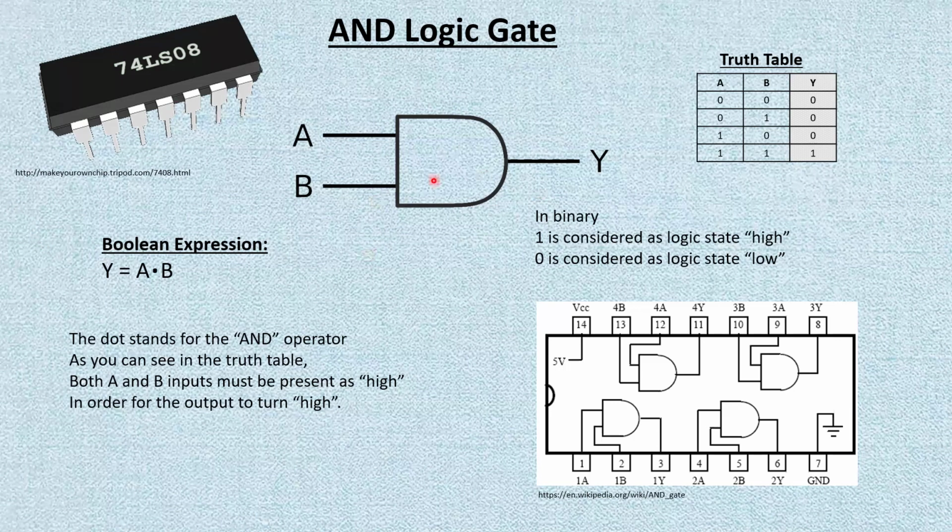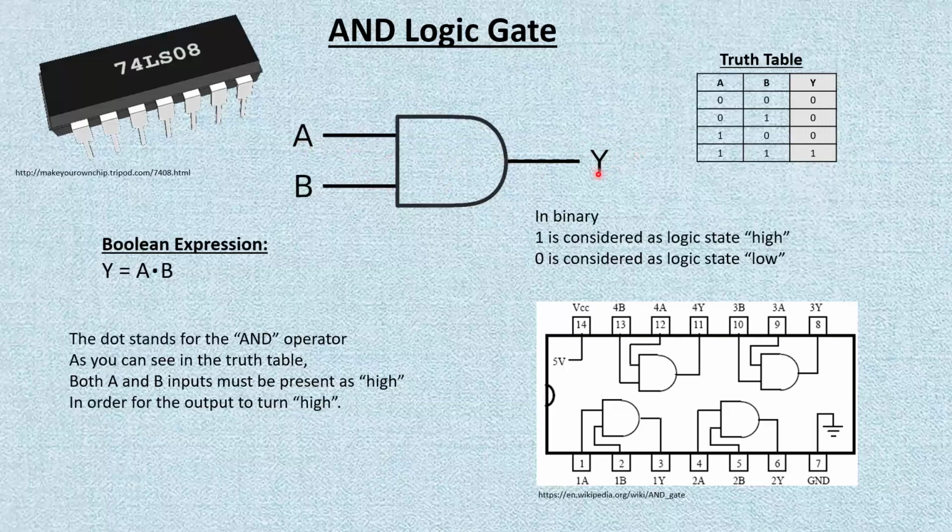Okay, so the logic symbol of the AND gate, as we already know, has at least two inputs. Can you have more than two inputs on an AND gate? Yes, you can. But the most basic version of the AND gate is the two-input AND gate.